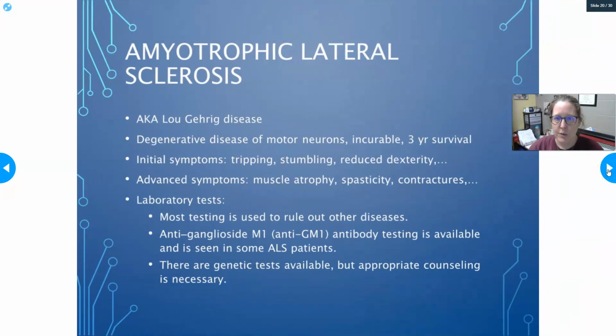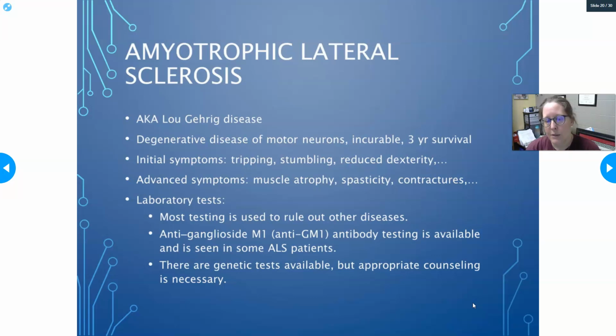Amyotrophic lateral sclerosis, also known as ALS or Lou Gehrig disease. It's a degenerative disease of motor neurons. It is incurable, and there's only a 3-year survival rate. Initial symptoms are going to be tripping, stumbling, and reduced dexterity. And the advanced symptoms are going to be muscle atrophy, spasticity, and contractures.